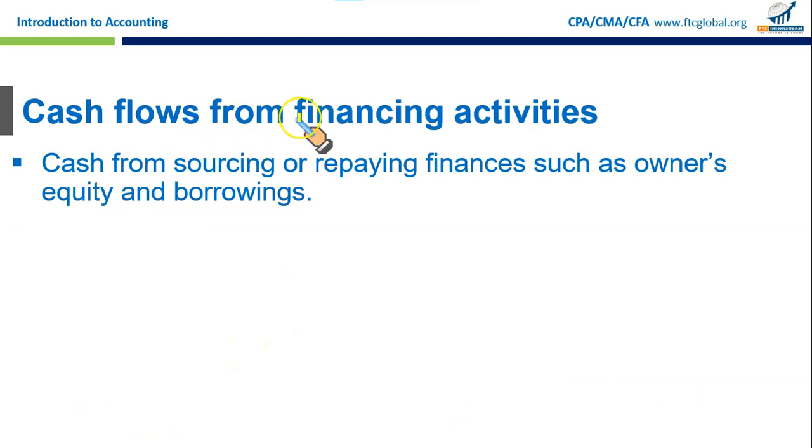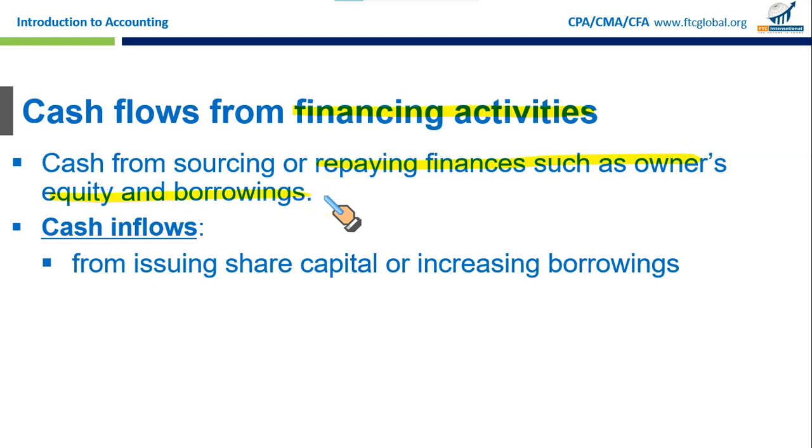The last section is cash flow from financing activities. So this is the cash related to issuing bonds, issuing shares, issuing preferred stock, or any cash we use up to pay the loans from banks, to redeem bonds, or sometimes to acquire our own stock. So cash from sourcing or repaying financing such as owner's equity, borrowing for the long term.